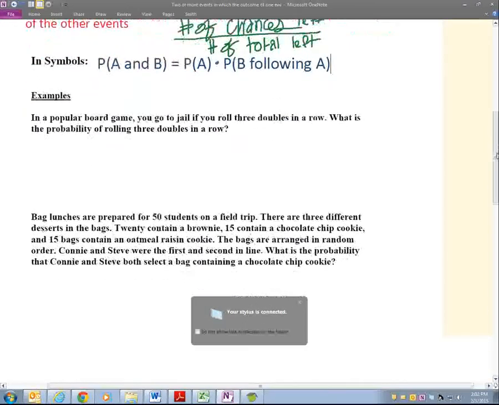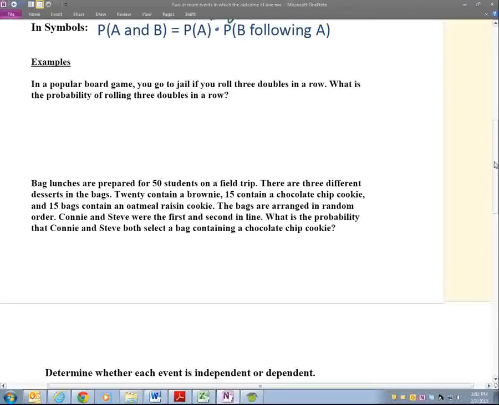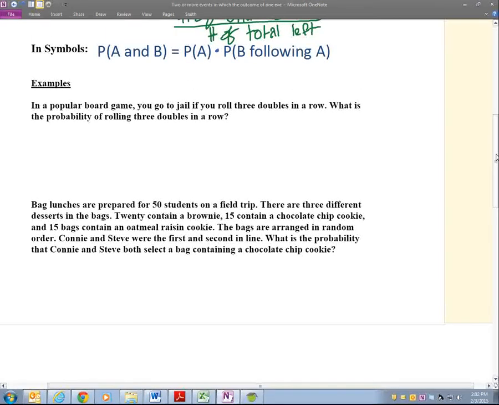So here's the situation that we have. In a popular board game that will not be mentioned because it's copywritten, you go to jail if you roll 3 doubles in a row. What is the probability of rolling 3 doubles in a row? Well, first off, because we're just learning this right now, off the top of your head, do you think the events here are a dependent or independent situation? Dependent. We got some dependent. We got some independent.